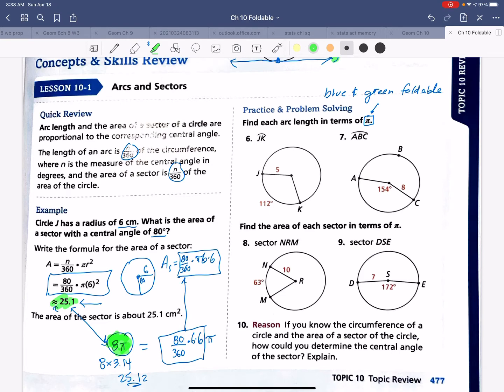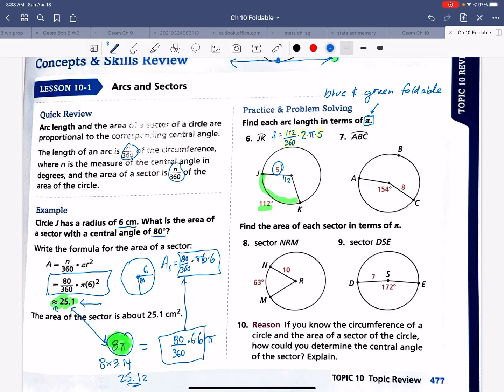So let's practice that. Our arc JK is not the whole circumference, it's a portion. So this angle would be this angle. And so our arc length S would be 112 over 360 times the circumference. So that's 2 times pi times the radius, 5. Now they want it in terms of pi. So in our calculator, we want to take these numbers and then hold off on multiplying by pi.